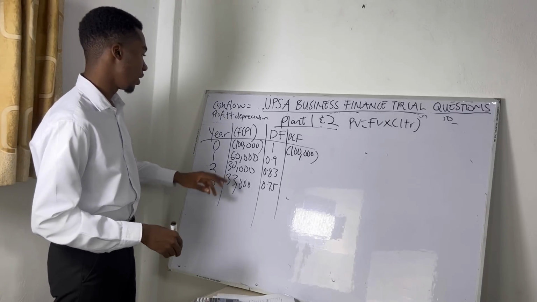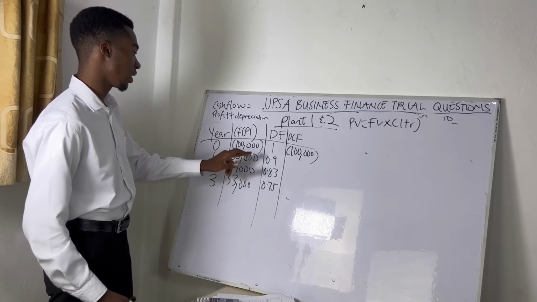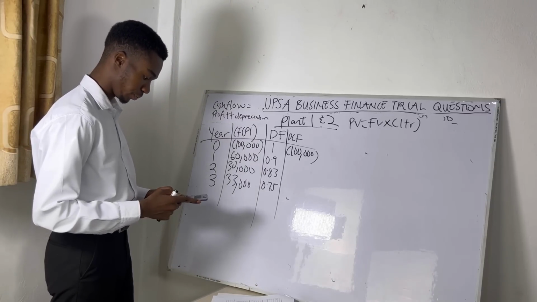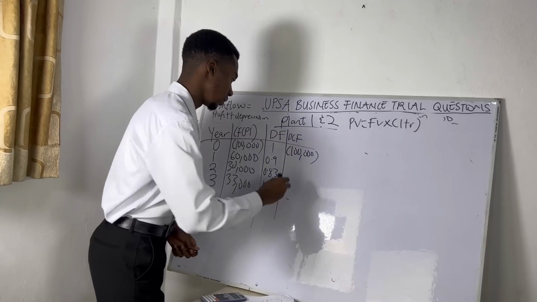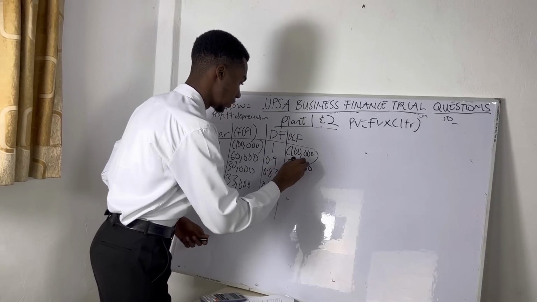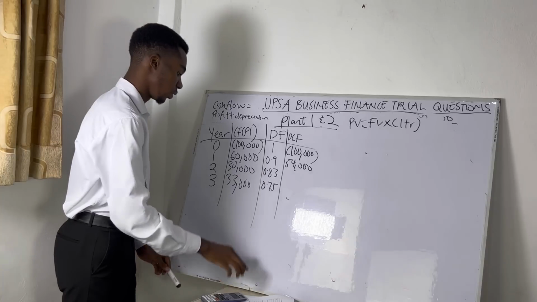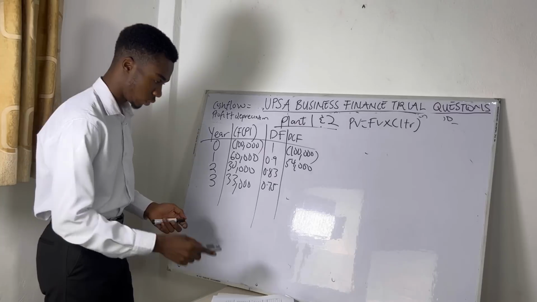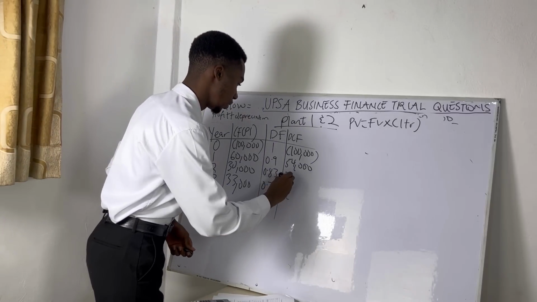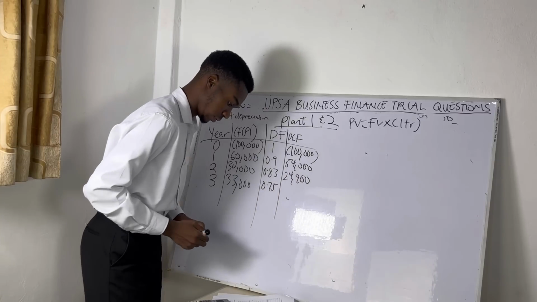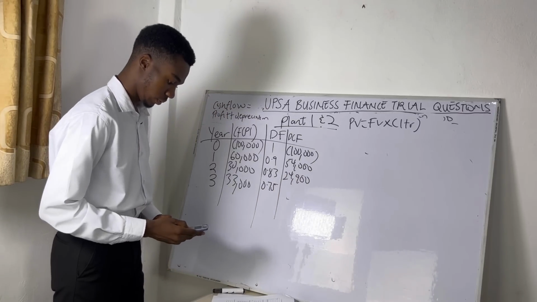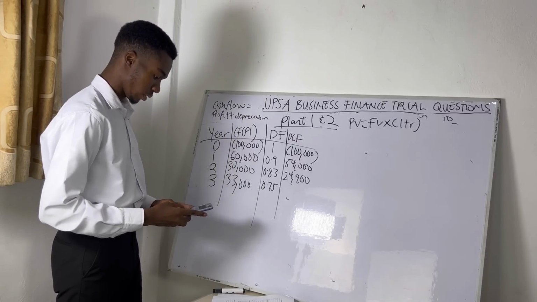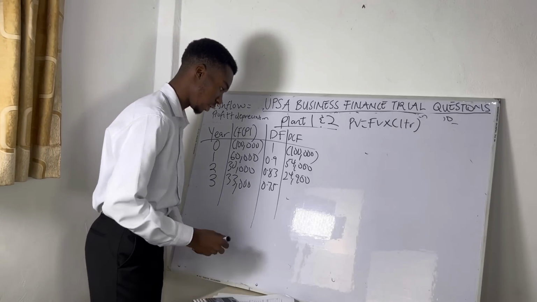The second one, year 1, is 60,000 times 0.9. We're getting 54,000. And the next one, 30,000 times 0.83, we're getting 24,900. Then the last one is 33,000 times 0.75. We get 24,750.